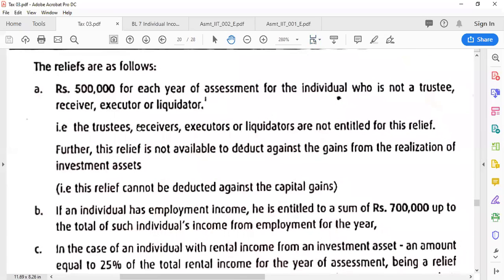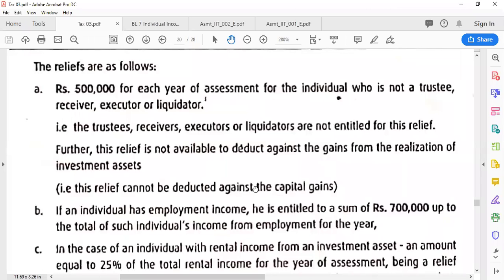Relief as follows. Number 1, rupees 500,000 for each year of assessment for the individual who is not a trustee, receiver, executor or liquidator. That is, the trustees, receivers, executors or liquidators are not entitled to this relief. Therefore, this 500,000 relief is applicable for individuals, right? And further, this relief is not applicable to deduct against the gain from realization of investment assets. So this relief cannot be deducted against capital gains, right?